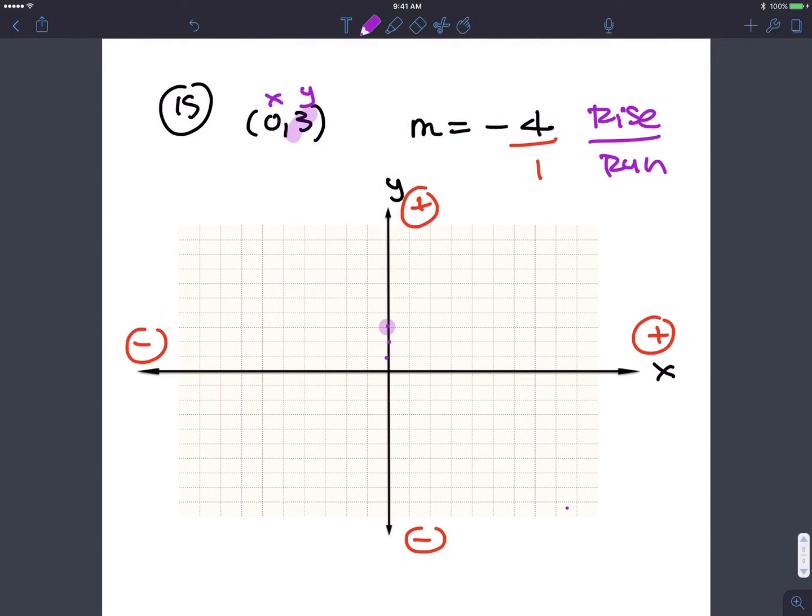So I'm now going to use my slope of negative 4, 1 to determine the location of the next point. So my rise is negative. That means I go down 4 units. 1, 2, 3, 4. I went down 4 units from the y-intercept point. And then I'm going to the right 1 unit because my 1 is positive. Again, take a look. Down 4 units, 1 unit to the right. This is the location of my second point. I'm going to draw my line.